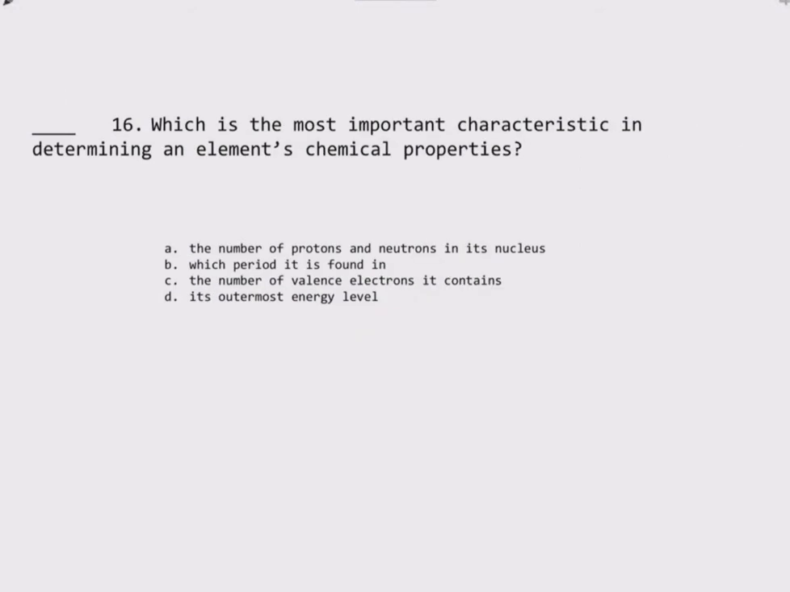The most important characteristic in determining an element's chemical properties is the number of valence electrons. The valence electrons determine the properties because the valence electrons are the ones that participate in any chemical reactions.